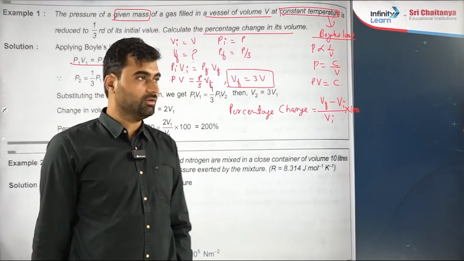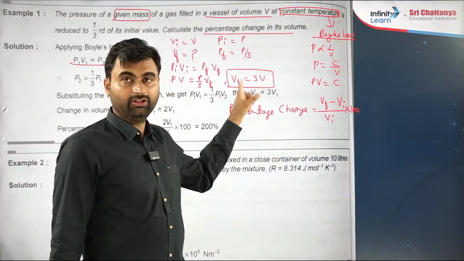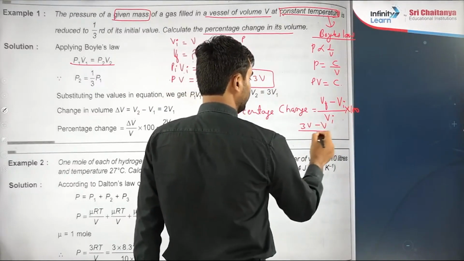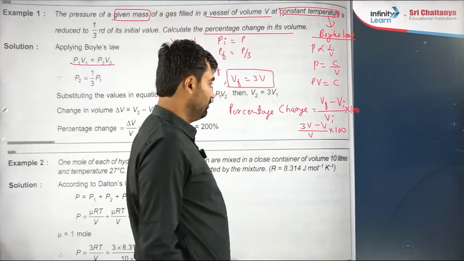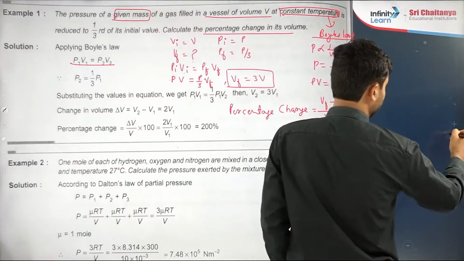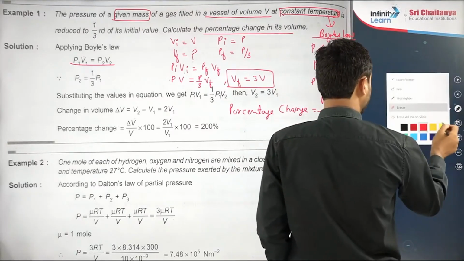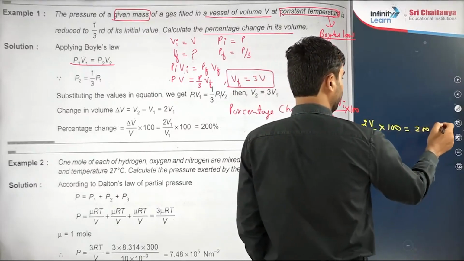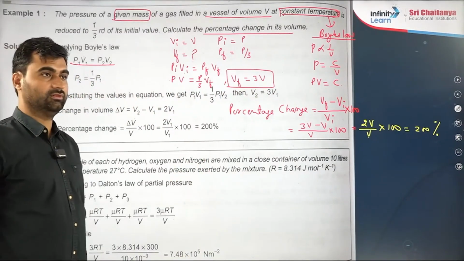Is it clear? Okay. So here we need final volume. Already we calculated, that is 3V. Initial volume, that is V, multiplied by 100. So 3V minus V is 2V. So it becomes 2V by V into 100. V V cancel out, so answer is 200%. Is it clear? This is the answer. Understood everyone?